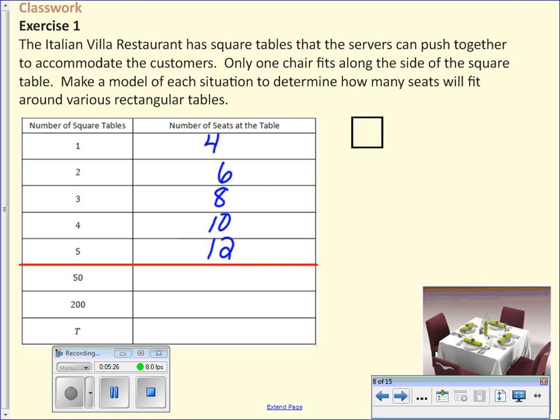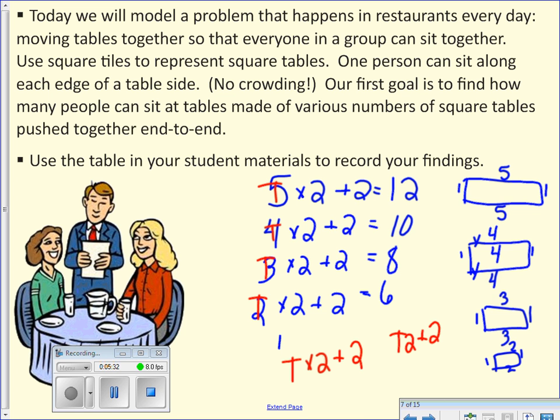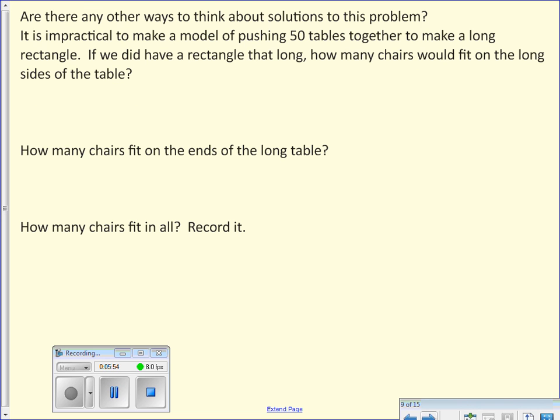T times 2 plus 2. But instead of writing T2, what's the righter way to write that? What do we always have to put first? And some of you are still forgetting to do this. The coefficient always comes first. So we are just going to jump down to the bottom of the table. And let's see if that works if there were 50 people at the table. This is on the bottom of page 95 on your notes. So if we had a rectangular table that had 50, we know that we could put 50 on each side.